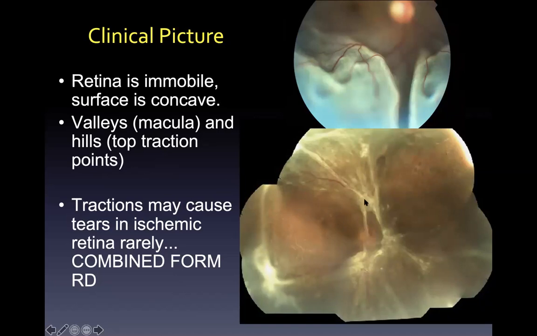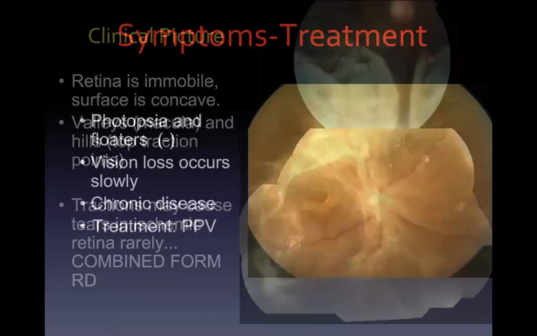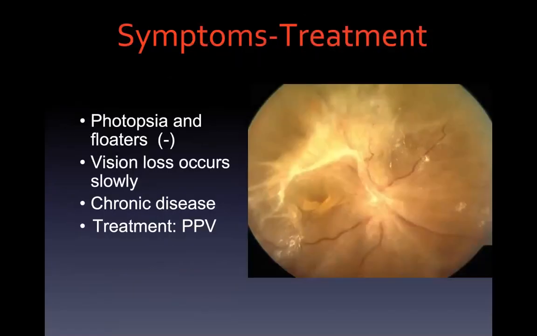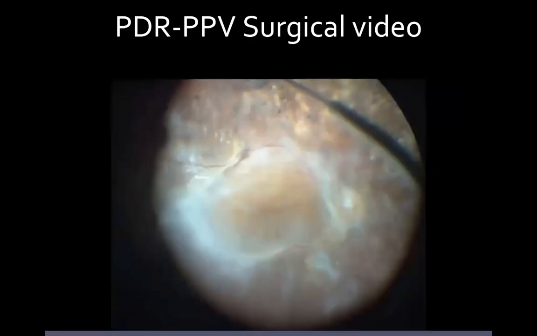So this detached retina is not mobile, and very rarely these tractions, with long traction periods, may cause some retinal breaks, rarely in ischemic areas, and then this may lead to combined traction and rhegmatogenous retinal detachments in these eyes. So there is no photopsia or floaters. Visual loss is slow. It's a chronic disease. It's not like in rhegmatogenous retinal detachment, and the treatment is only by vitrectomy.